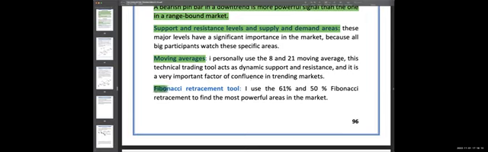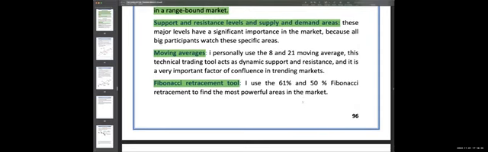All right, the Fibonacci retracement tool. I use the 61% and 50% Fib retracement to find the most powerful areas in the market. So personally, I'm not a fan of the Fibonacci. I do use it sometimes, but it sort of confuses me. I won't lie on that one. So if you check even on my other videos, I rarely use the Fib. But I think for people to understand, I'll just try to explain the basics on how I understand it.